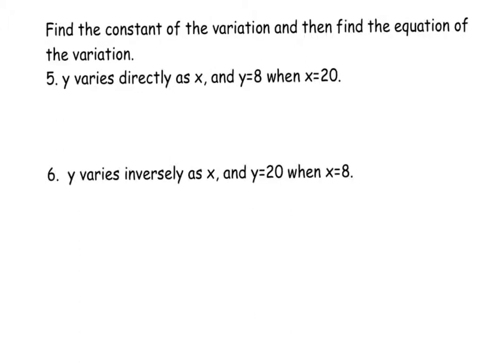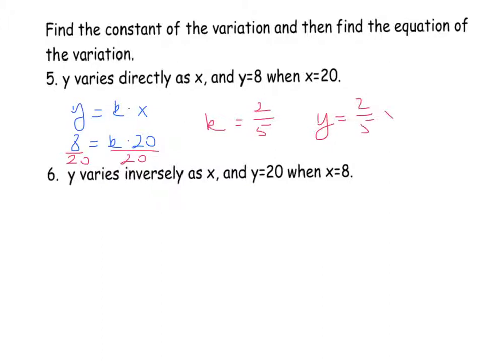We need to write the equation of the direct variation. First, y varies directly as x if y equals 8 and x equals 20. The equation for direct variation is y equals k times x. If I substitute in 8 for y and 20 for x, then I can divide both sides by 20 and get k equals, the constant of the variation will be 2/5. So the equation will be y equals 2/5 x.